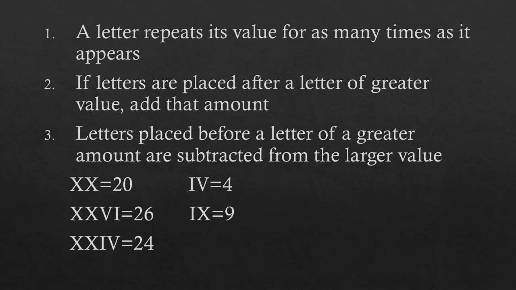On to the third principle. Letters placed before a letter of a greater amount are subtracted from the larger value. So XX is 20. We already know that. And we already know that XXVI is 26. But if we simply use those same values and switch around the I and the V, we'll all of a sudden have a new number. XXIV is 24. IV is 4 and IX is 9, instead of XI as 11 and VI as 6.